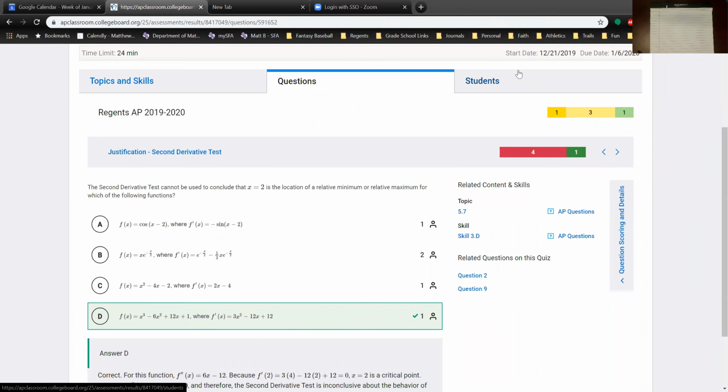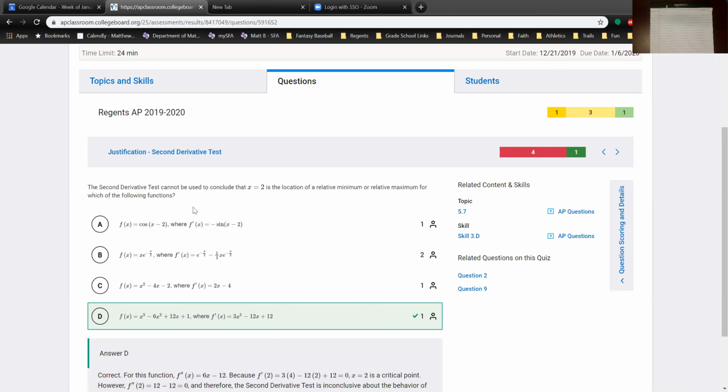In this particular problem, we're going to look again at how we can use a second derivative test and see when it can't be applied if we're given a function and its first derivative. So in this question, you're asked, which of these problems can I not use a second derivative test at the critical point x equal to 2?